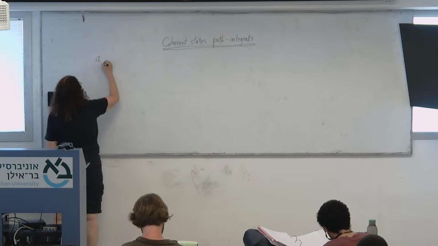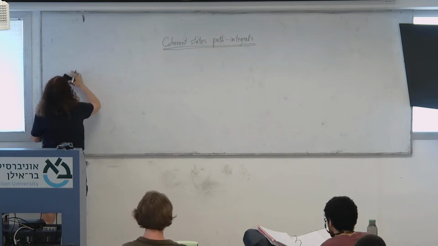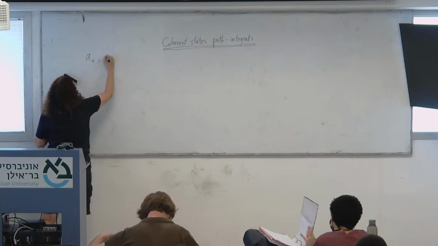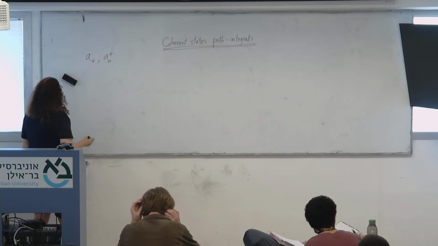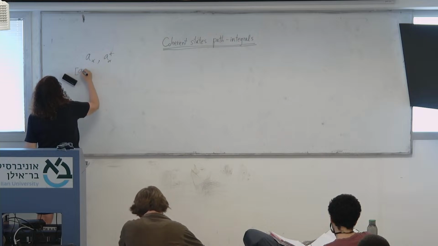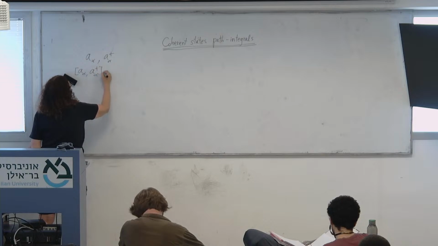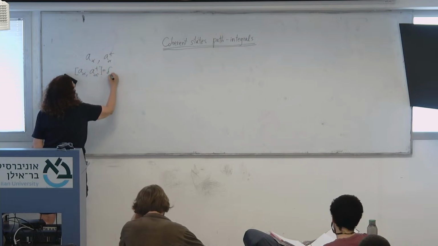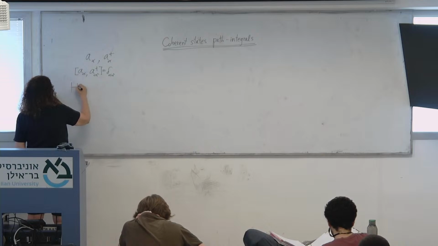We have some annihilation and creation operators. So we have a set of A alpha and A alpha dagger creation and annihilation operators, and they satisfy the bosonic commutators. This is delta alpha alpha prime, and we have some Hamiltonian.